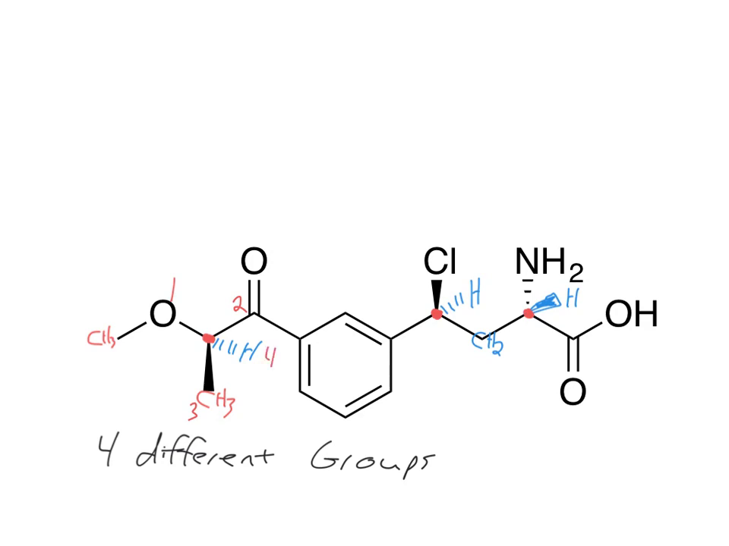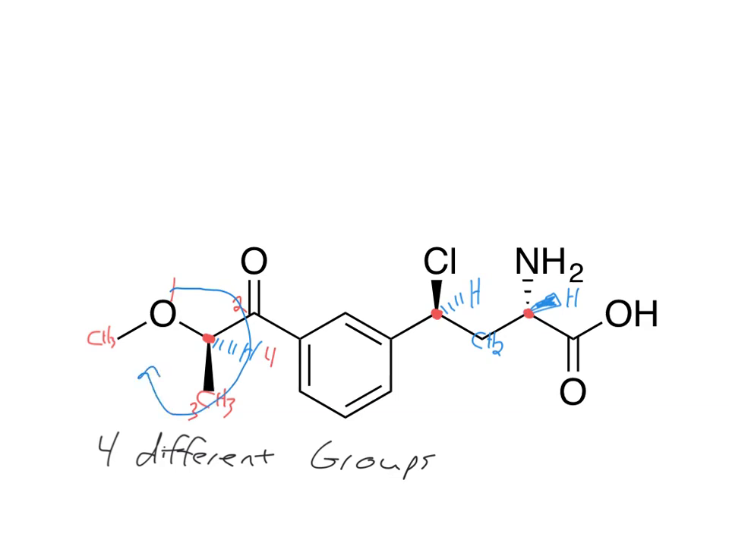Lastly, you always want to make sure that your lowest priority, whatever you've labeled 4, is going away from you. That means dashed. In this case, we're in great shape. The hydrogen's going away, which means we can just take our numbers and go in order: 1, 2, 3.